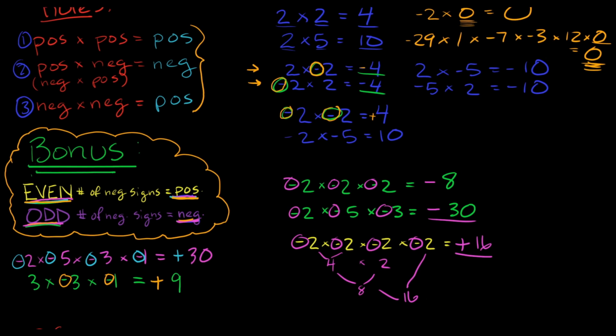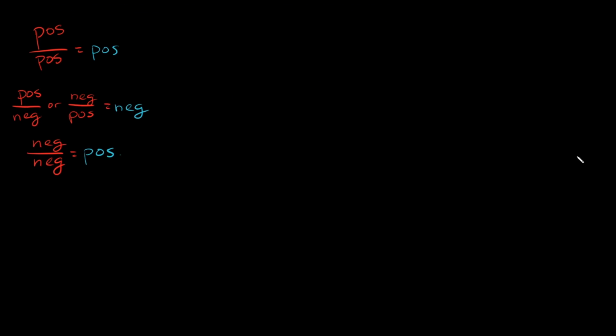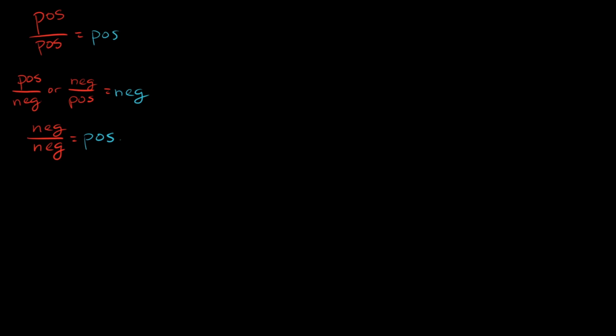All right, so that's multiplication. Let's move to division now. The rules are pretty much the same. Okay, so don't get thrown off by them. We got two positives, we get a positive. We have one negative, we get a negative. If we have two negatives, we get a positive, right? So same thing from before.